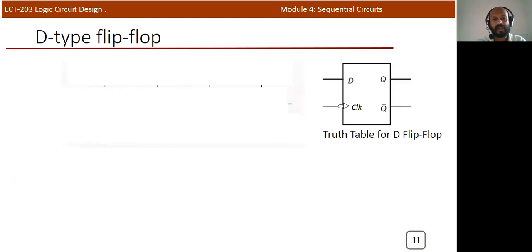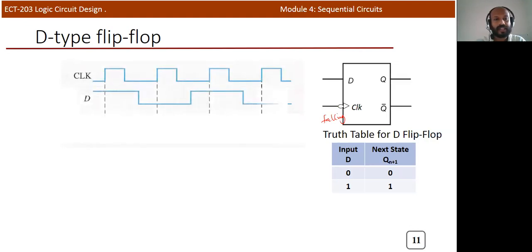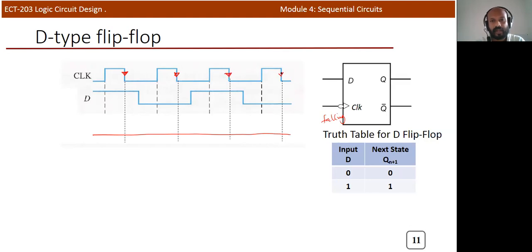Now we can consider another waveform. It will operate on a negative edge triggered clock. So this particular clock is a falling edge or negative edge clock. You can see the clock signal here. This is the D input, and now we need to plot the output waveform. Since this is a negative edge triggered clock, we can expect an output change only at the falling edge of the clock, and at other points there is no change. Assume that initially the Q value is 0.